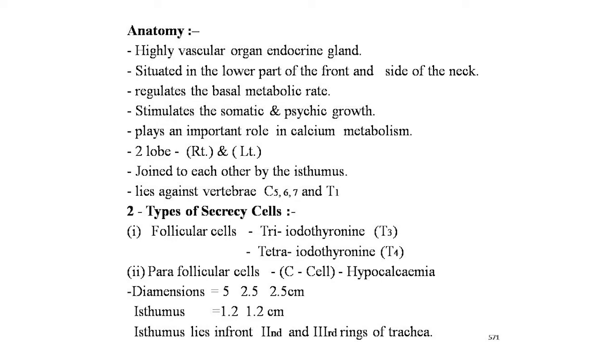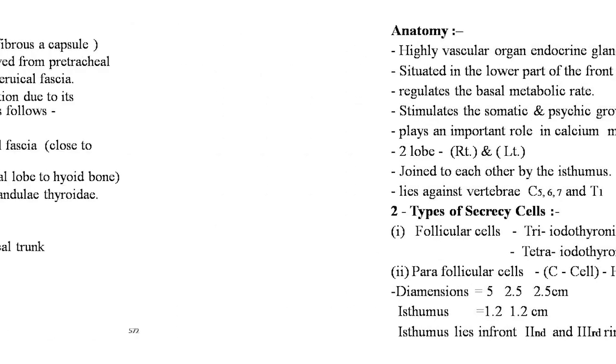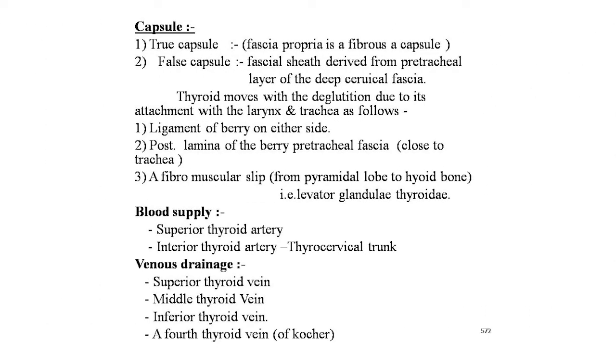Dimensions of the thyroid are 5 by 2.5 by 2.5 centimeters. The isthmus is 1.2 centimeters, and it lies in front of the second and third rings of the trachea. Now the capsule of the thyroid. There are two capsules, the true capsule and the false capsule. The true capsule, fascia propria, is a fibrous capsule. The false capsule is made from the fascial sheath and derived from the pretracheal layer of the deep cervical fascia.